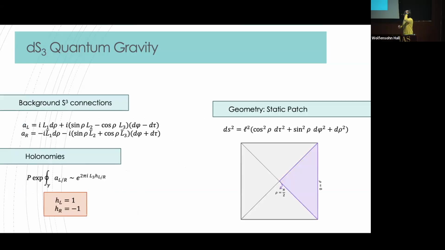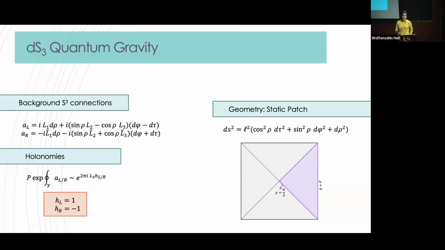Very good. Now, the basic background that we're going to be doing these computations on is S3. And so I wanted to just set up a little bit the rules on how I think about the round sphere in this language of connections. So using my dictionary here, this is the metric on S3 that we all know and love. If you write it in terms of connections, this is what happens. From the Lorentzian point of view, I'm basically looking here at the static patch of de Sitter 3.